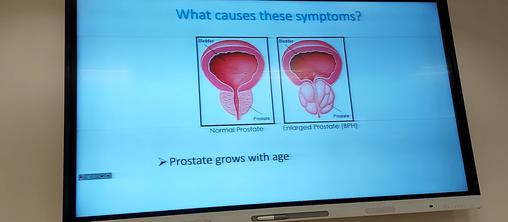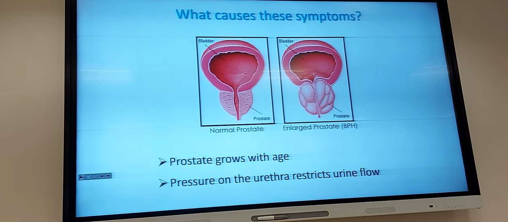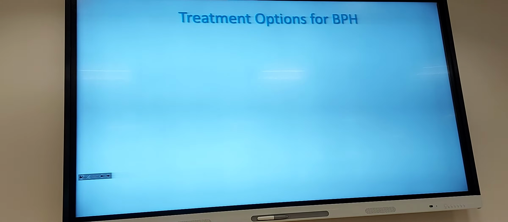And what is causing these symptoms, as we just discussed, the prostate is growing with age, and there are other factors as well, and that puts pressure on the urethra and restricts flow. So that produces all these symptoms. And you have done the pathophysiology of BPH. So you know what causes its growth? Androgen and DHT. Those are the main culprits.